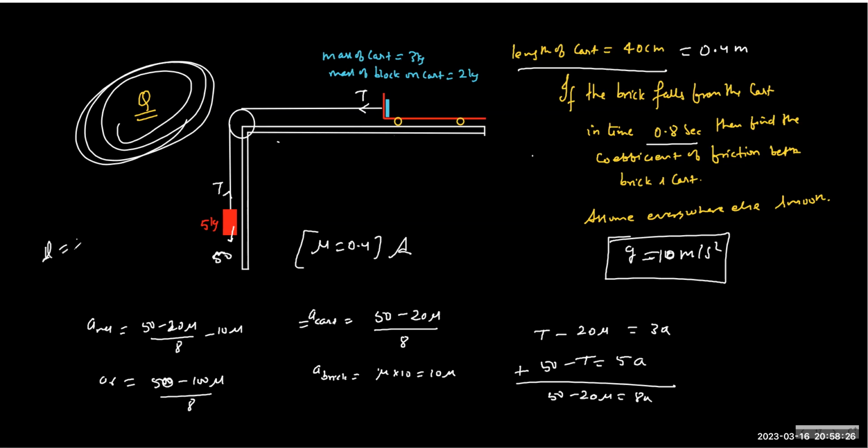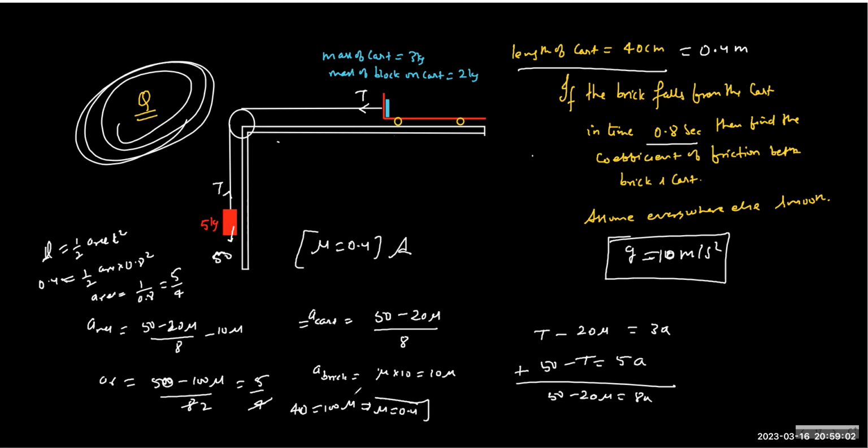100 mu by 8. And this you can find from here, no? So L equals half A relative into T squared is correct. L is 0.4. Half A relative, this is 0.8, right? So this is 0.8 and this will come 1 by 0.8, right? Like 5 by 4. This is 5 by 4. Sir, I got that. So 40 equals 100 mu, right? So it's a very good potential integer type problem, isn't it?